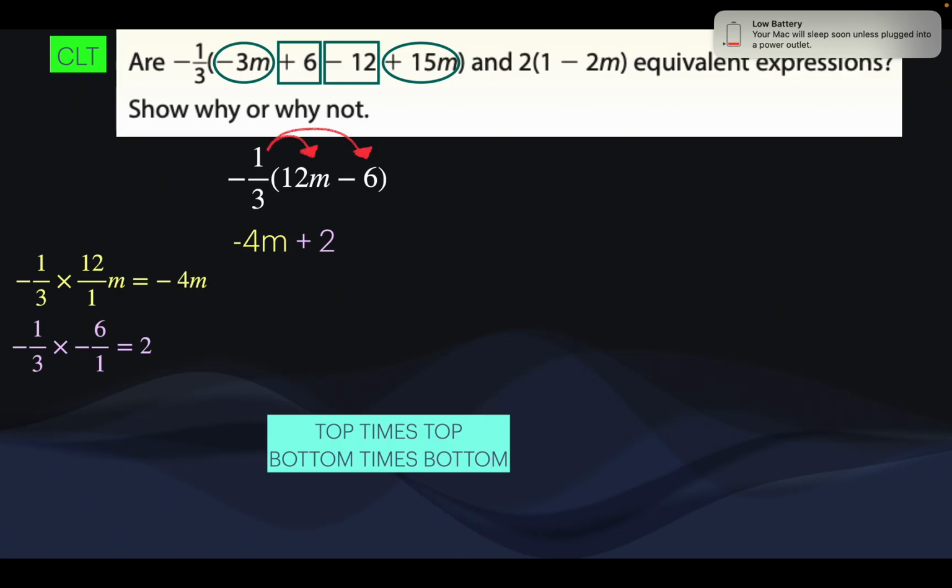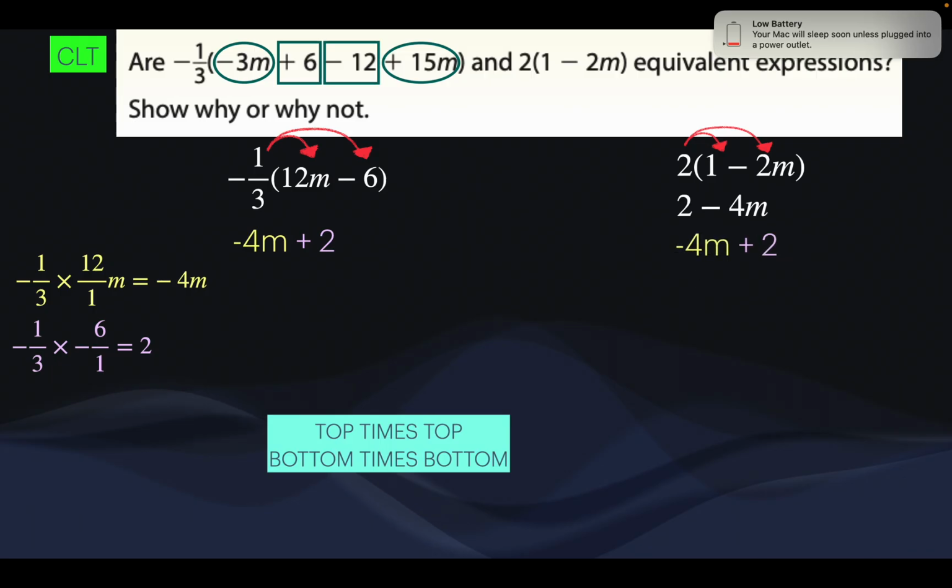Now I need to solve the other one, 2 times 1 minus 2m. There's nothing I can do within the parentheses, so I move on to my second step of my order of operations, which is to distribute the 2 to the 1 and to the negative 2m. When I distribute, that is 2 times 1 and 2 times negative 2m, which gives me 2 minus 4m. I need to rearrange this so it's in the correct order and put the variables first. The term with the m has a negative in front of it, so that is a negative 4m that goes to the front and a positive 2 that goes to the back.